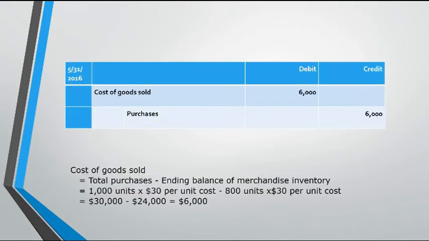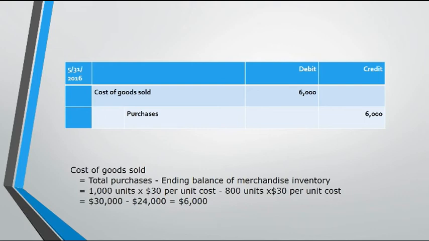Next, kasama din doon si cost of goods sold under ng periodic. Ibig sabihin, doon mo palang i-check gaano karami yung unit na nabenta. So, 5/31/2016, you have the cost of goods sold 6,000, credit to purchases na 6,000.